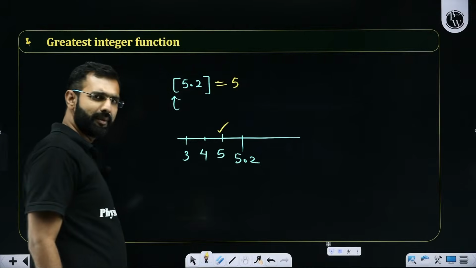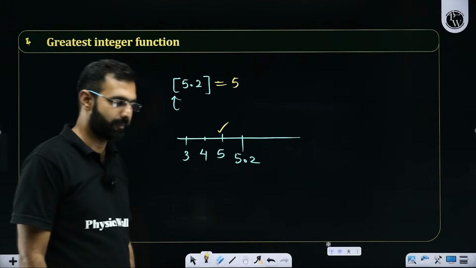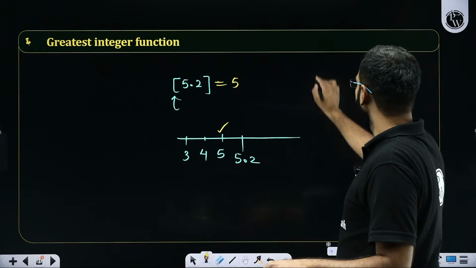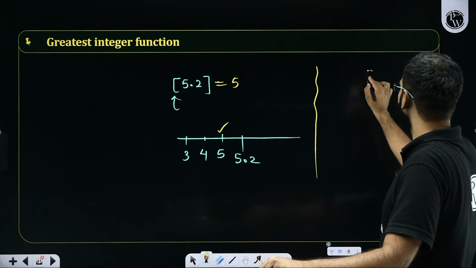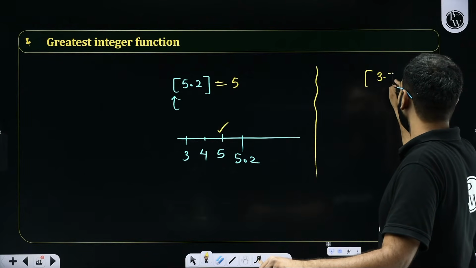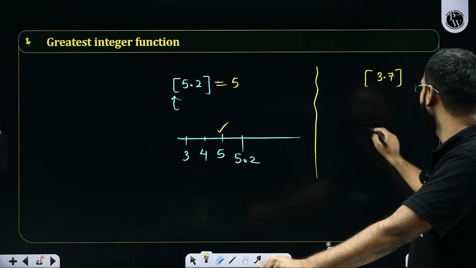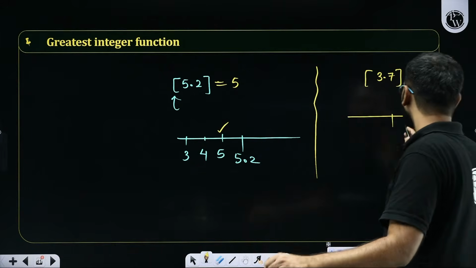So the greatest integer of 5.2 is 5. Did you get it? Everybody understood it? Or shall I re-explain this? All the participants, have you all gotten it? Yes or no? With this logic, what if I ask you GIF of 3.7? Don't tell me 4, please. People have been telling me 4. I don't know why.